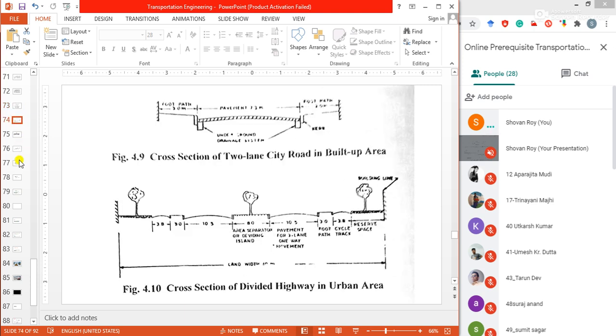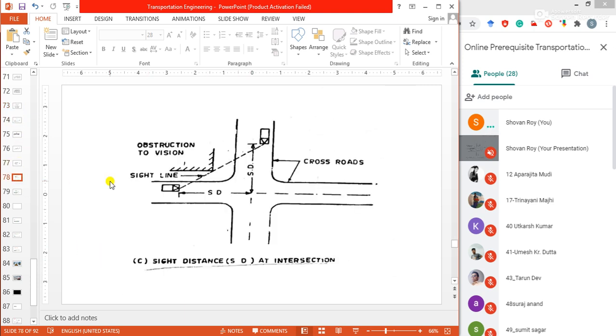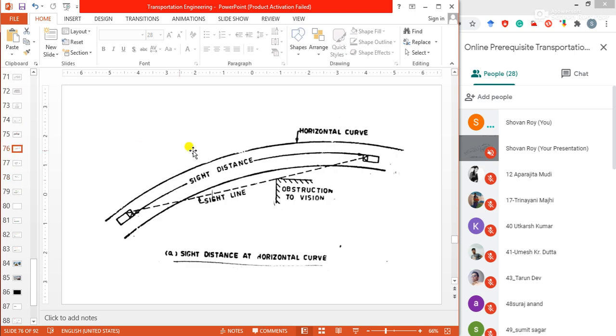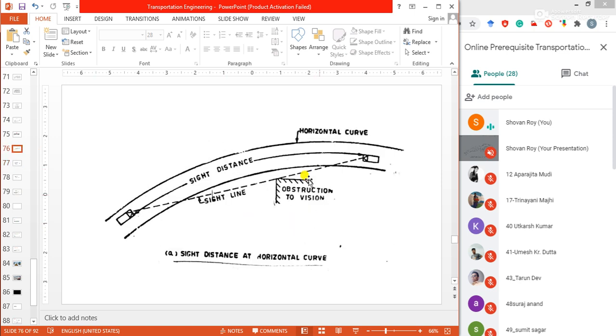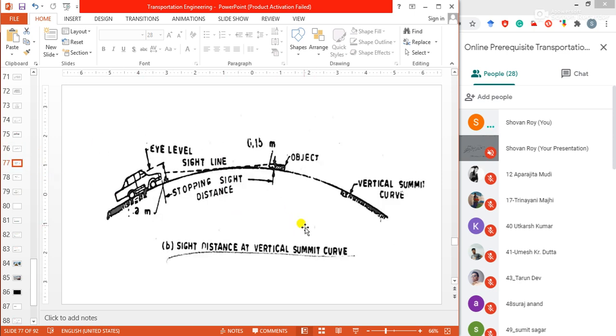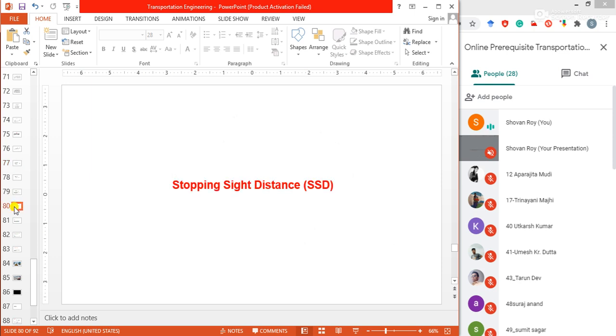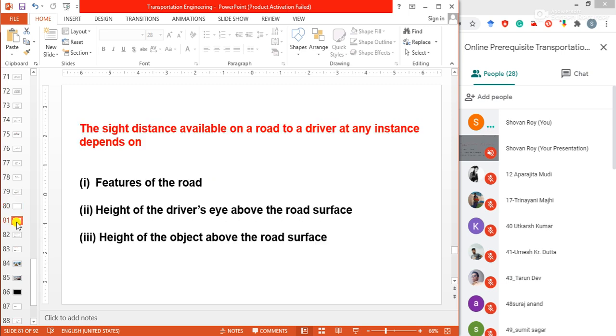Basically these pictures are one example of stopping sight distance. This is just a schematic view, one of the schematic figures of stopping sight distance. This is the horizontal curve, this is the vertical curve. Now we will learn what stopping sight distance is in a detailed way.